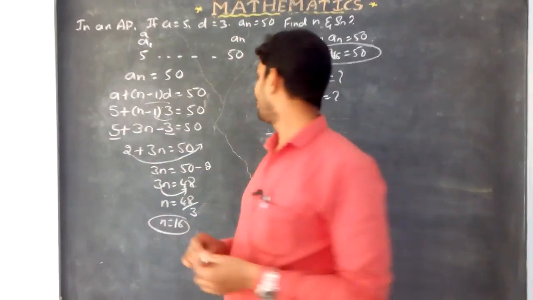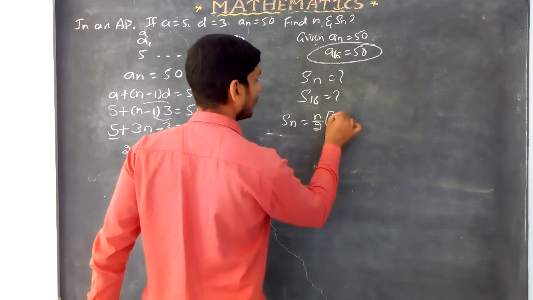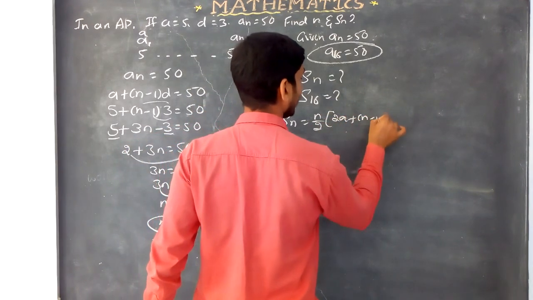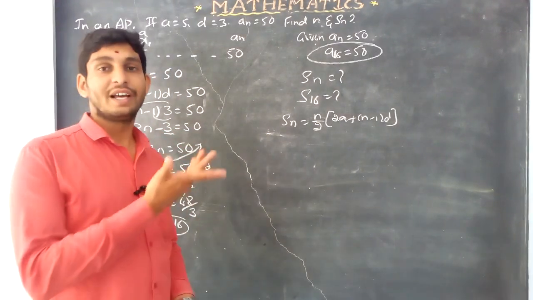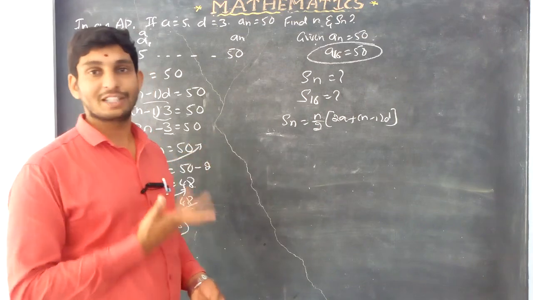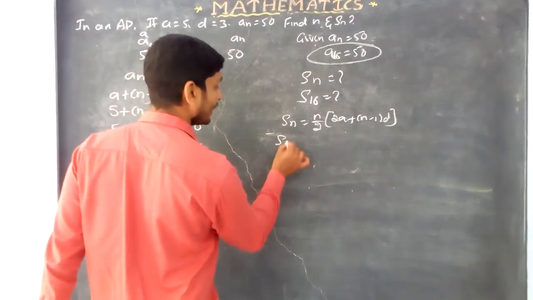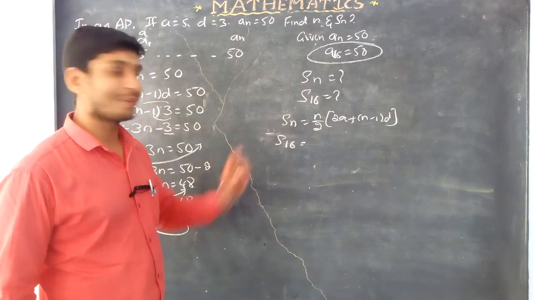Which formula you are going to use, that's left to you. sn is equal to n by 2 into 2a plus n minus 1 into d. Either you can use this formula or you can use remaining two formulas also. ನೀವು ಉಳಿದ ಎರಡು ಫಾರ್ಮುಲಾ ಯೂಸ್ ಮಾಡಿದ್ರು ಕೂಡ ಆನ್ಸರ್ ಬರುತ್ತೆ. ಬೇಕಾದ್ರೆ ನೆಕ್ಸ್ಟ್ ಮಾಡಿ ನೋಡೋಣ. n means I have to write s16 because I need 16. That's why n you will replace it by 16.